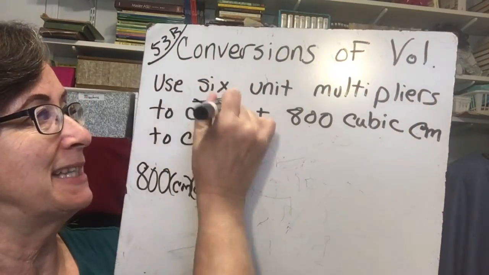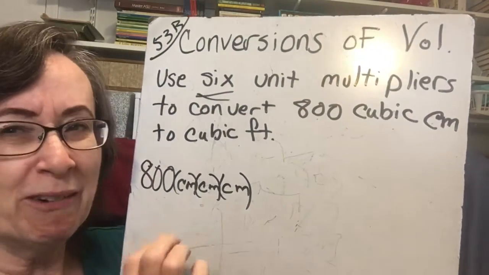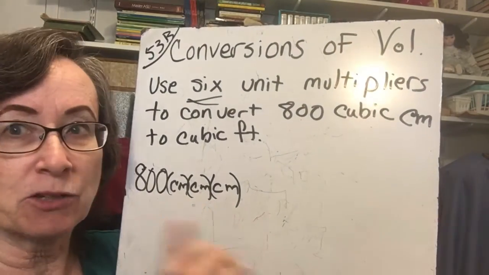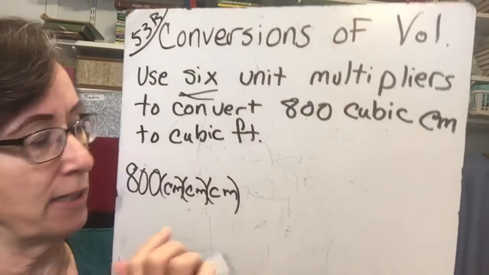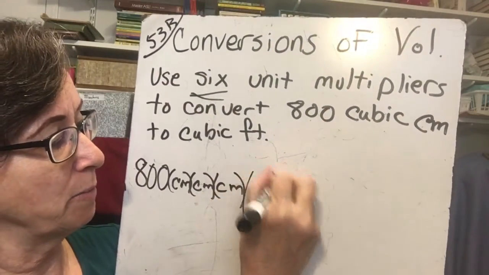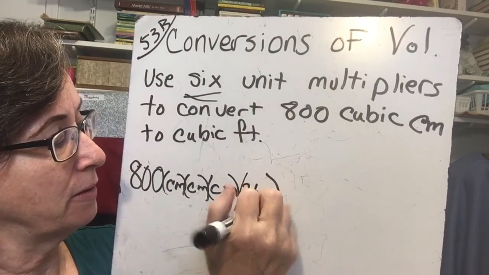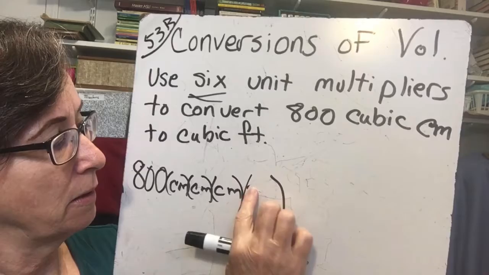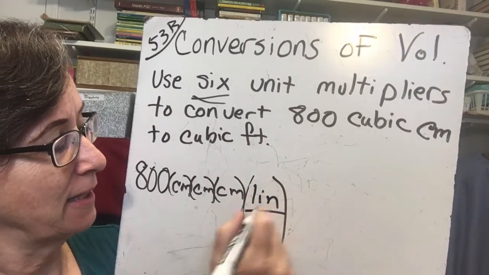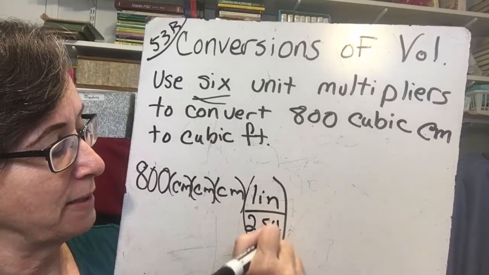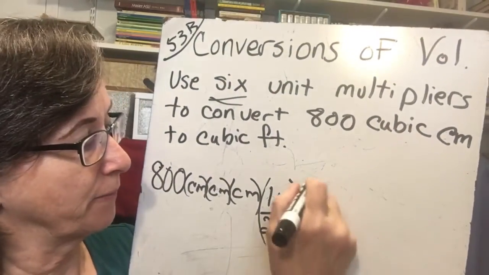And we're allowed to use 6 unit multipliers. So first, we don't have an easy conversion from centimeters to feet, but we do have an easy conversion from centimeters to inches. So let's do that first. So we're going to multiply by 1 inch is 2.54 centimeters. I almost forgot the conversion factor.